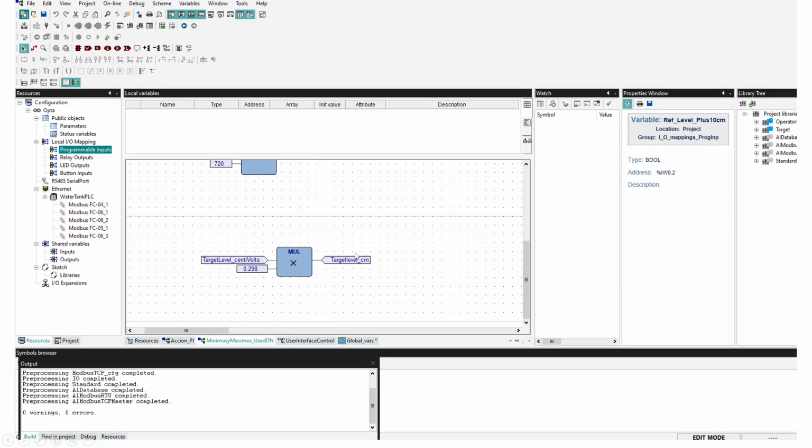And finally, again in the functional block diagram, I have created this last function here, and what it does is it transforms. So it's just a multiplication. You take the target level in centivolts, you multiply by these constants, and you will get the target level in centimeters. So now let's see how this works.